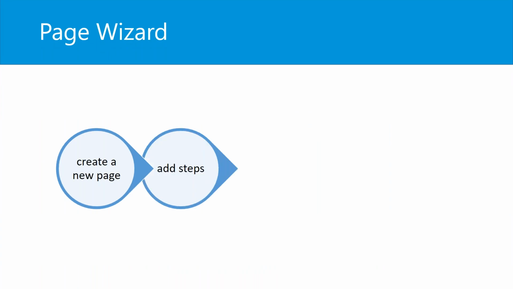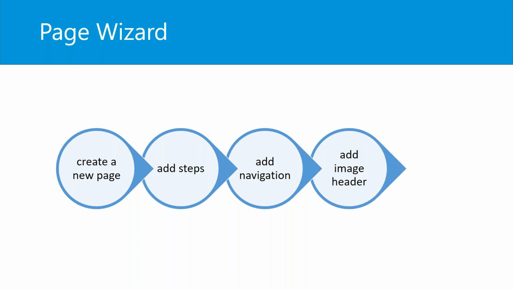You need to add some steps, so you need to think about which steps we require in our setup, and in what order we need to go over these steps, because that is used when we build our navigation. Then at the end, once we have our navigation, we'll also think about an image header, because if you launch a wizard, you might notice that when you are at the last step, the image changes.